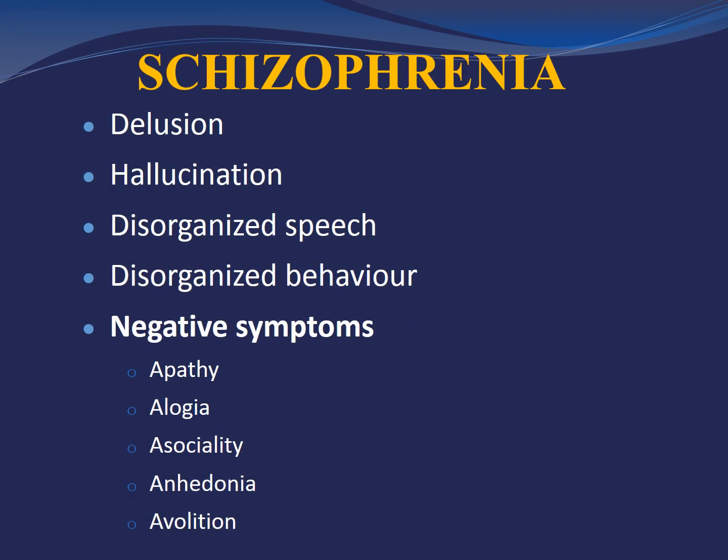Now the schizophrenia, it is characterized by 5 symptoms: delusion, hallucination, disorganized speech, disorganized behavior and the negative symptoms which include apathy, alogia, asociality, anhedonia and the avolition. The first 4 symptoms are called as positive symptoms.